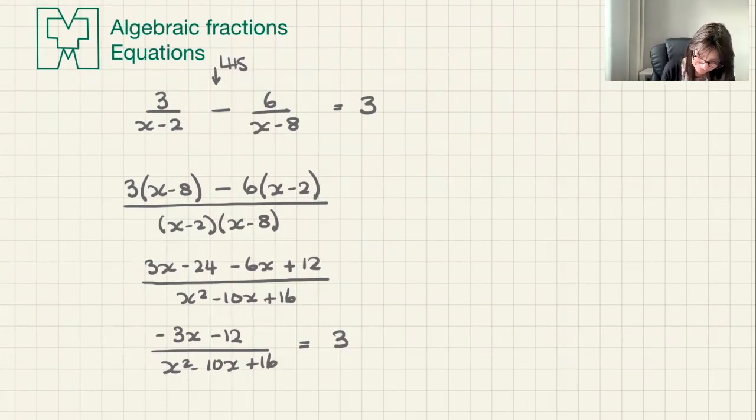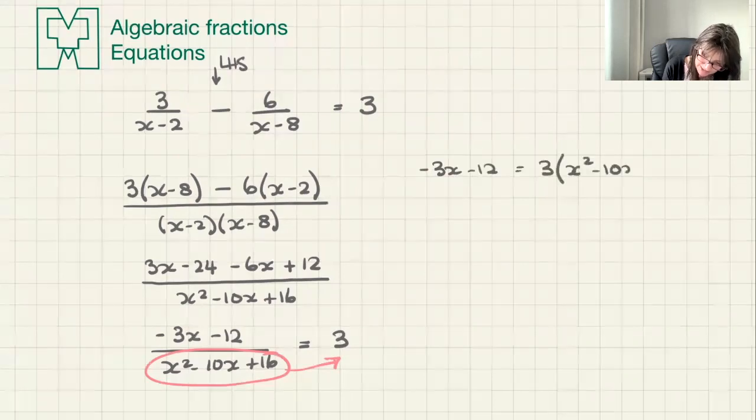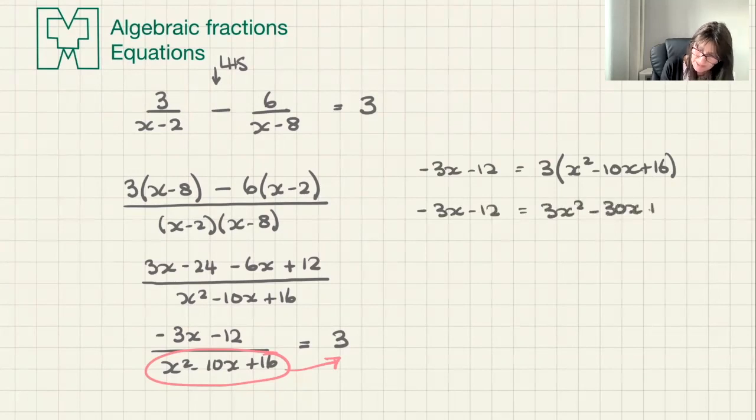So all of this is going to come up and join the 3. So that's going to look like this. I've got minus 3x minus 12 left, equaling 3, and then x squared minus 10x plus 16 is joining it. So now we're going to expand the right-hand side. So I've got that on the left-hand side, and I've got 3x squared minus 30x plus 48. I can see I have my quadratic. I kind of knew it was going to happen at this stage here. Well, even at this stage here, I could see it was going to appear.